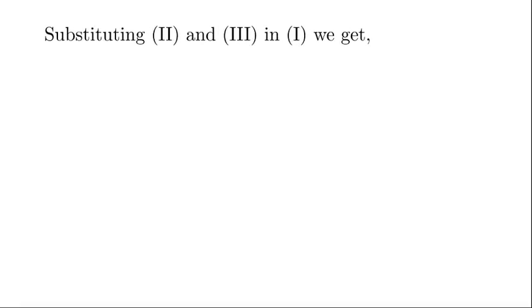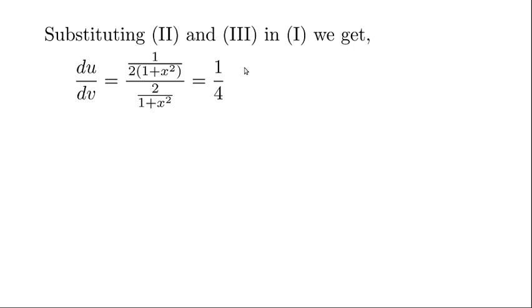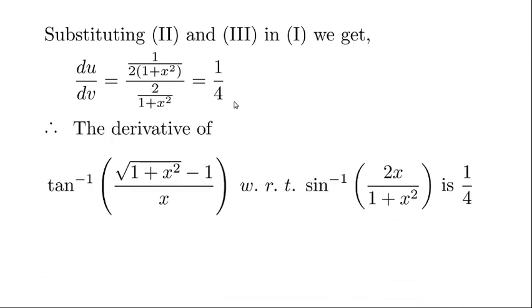Substituting 2 and 3 in 1, we get du by dv equal to 1 upon 2 times 1 plus x square divided by 2 upon 1 plus x square. So here 1 plus x square and 1 plus x square get cancelled, and this 2 comes to the denominator, it becomes 1 by 4. Therefore the derivative of tan inverse of root of 1 plus x square minus 1 upon x with respect to sine inverse of 2x upon 1 plus x square is 1 by 4.